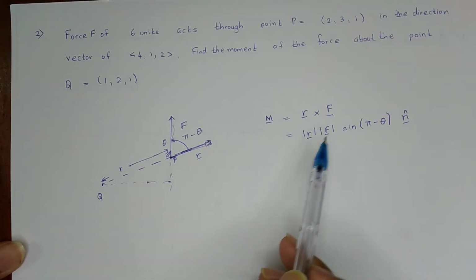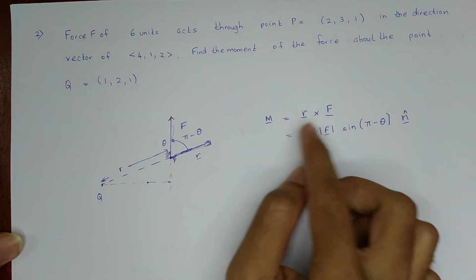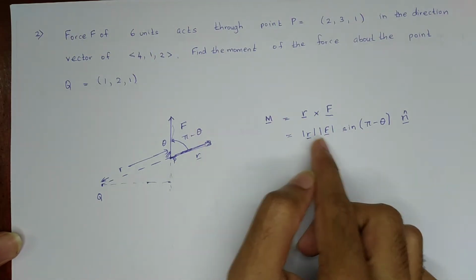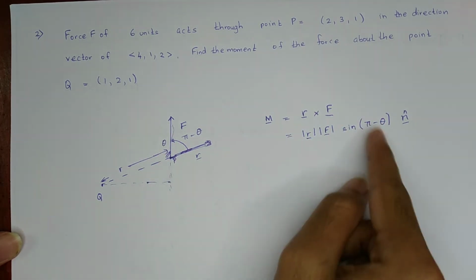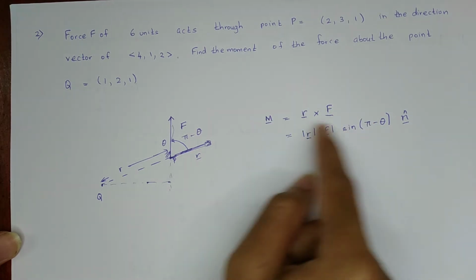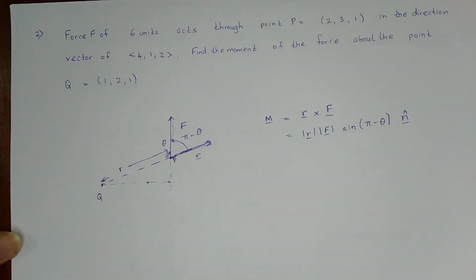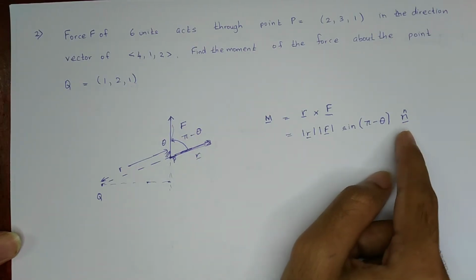So you already know this. If we have the cross product of two vectors, it's going to be r F, the magnitude of those, into sine of the angle between them. This is going to be the magnitude, and then the direction of this moment, or of this cross product of these two vectors.